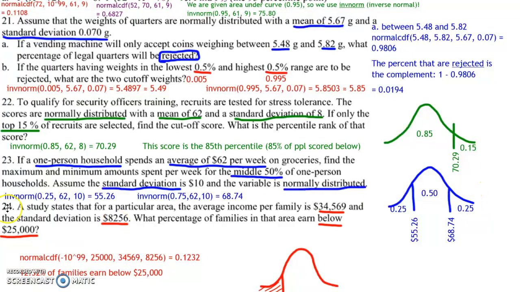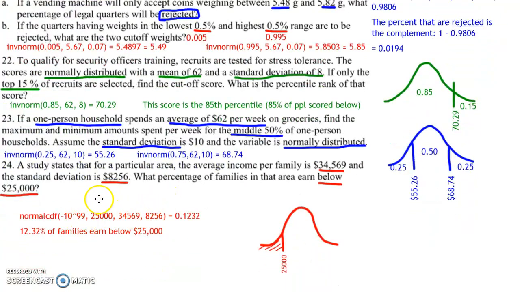So the first invNorm I'm going to do is for the lower 25%. I'm going to use 62 and 10 because those were the values that were given to us for mean and standard deviation. So 55.26 is that lower bound. Here, I'm not going to use 50% and I'm not going to use 25% again. I'm going to use 75% because that 50 and this 25 together are below this value. So I'm going to use 75% or 0.75 in my invNorm.